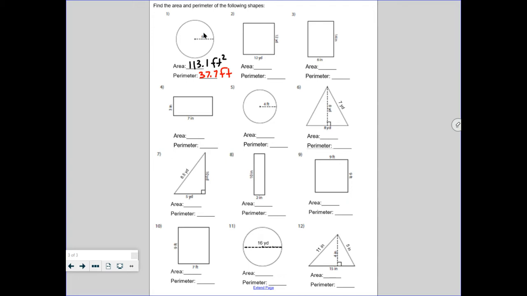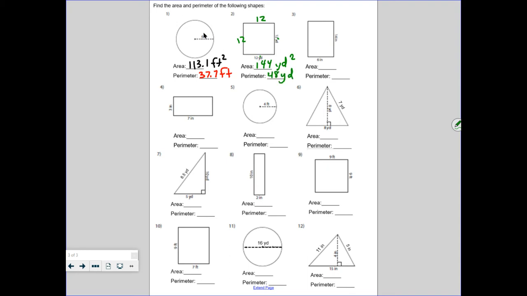I'm going to do one more. Let's go with the toughest one. Let's go with number 2. It is a square or a quadrilateral or a rectangle. So you do length times width. 12 times 12 is 144. So this would be 144 yards squared. And the perimeter, well, if it's a square, it's 12 and 12 and 12 and 12. 12 times 4, or 12 plus 12 plus 12 plus 12 would be 48 yards.